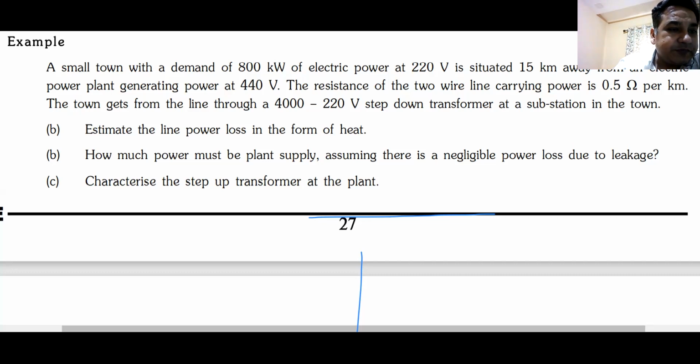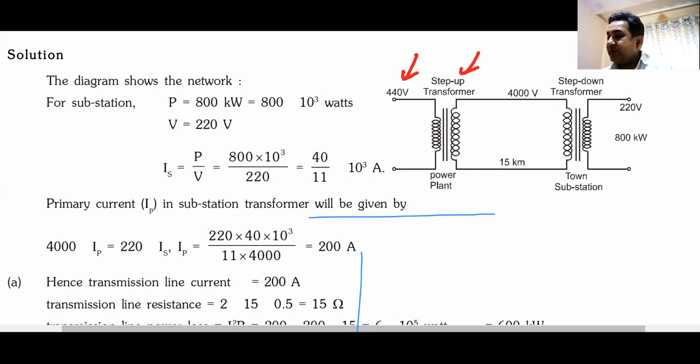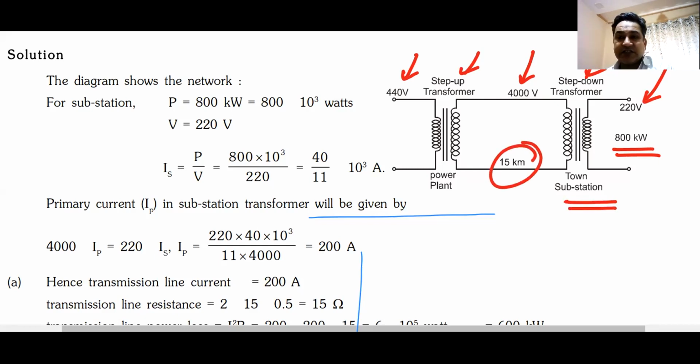So you just use simple things, put them together. This is the diagram. 440 volts it is generating. You step it up, you bring it to 4000 volts. Then you step it down and bring it to 220 volts. 800 kilowatt is the requirement. 15 kilometers is the line. This is the substation which is stepping it down. This is the power plant which is stepping it up.